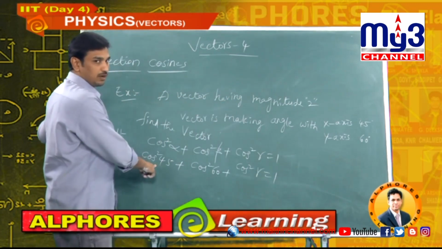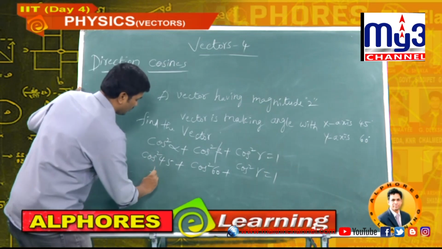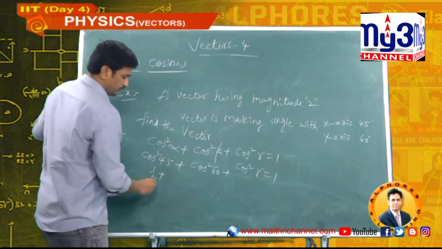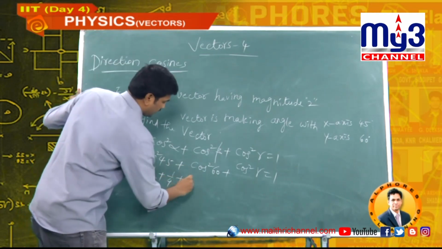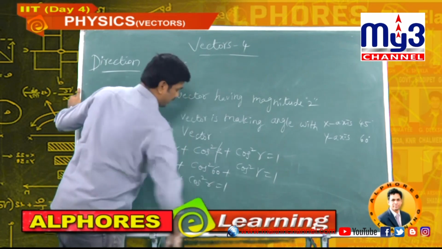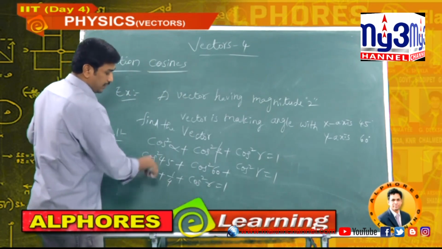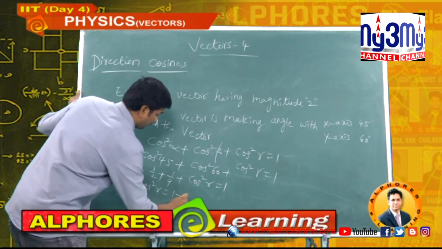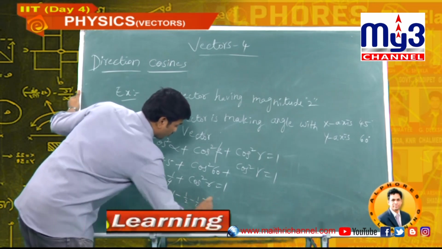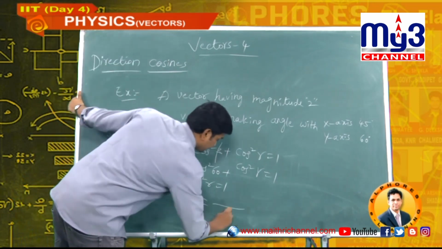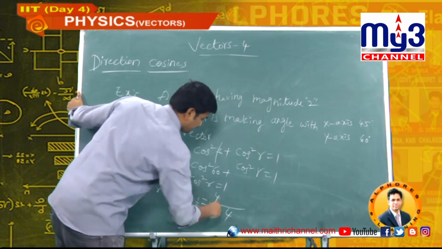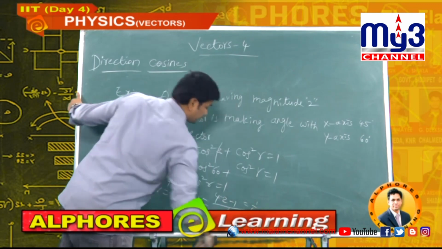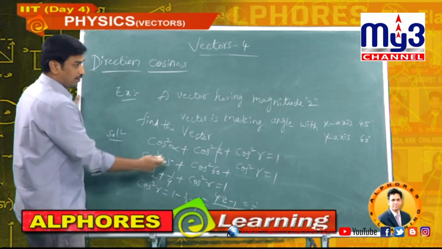What is cos 45? 1 by root 2. 1 by root 2 whole squared is 1 by 2. Cos 60 value is 1 by 2. 1 by 2 whole squared is 1 by 4. Plus cos² gamma is equal to 1. Now 1 by 2 plus 1 by 4, can I take that to the other side? Now cos² gamma is equal to 1 minus 1 by 2 minus 1 by 4. What is the value of this? LCM 4: 4 minus 2 minus 1. So what is the answer now? 1 by 4. Here cos² gamma is 1 by 4.